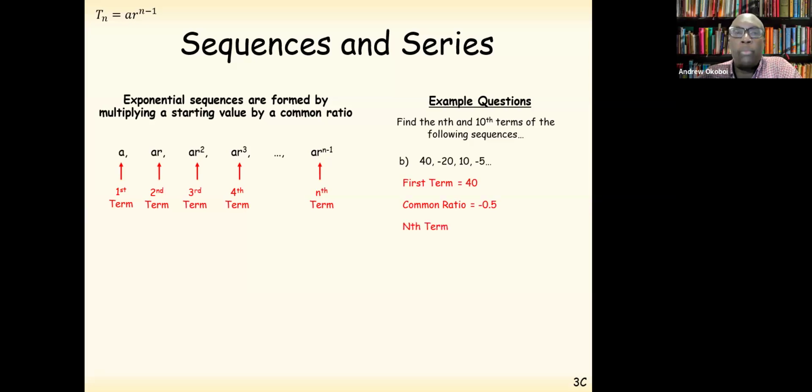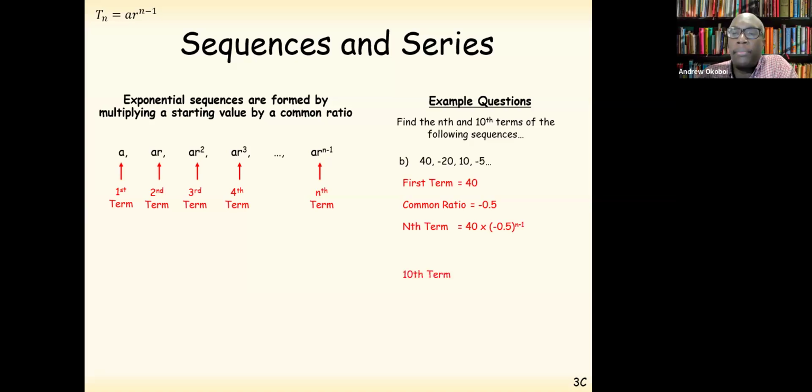So our nth term, we're now essentially getting the formula. We'll put 40 times minus 0.5 to the power n minus 1. So that essentially is, once you know A and you know R, all you're doing is putting them in the appropriate place in the formula.